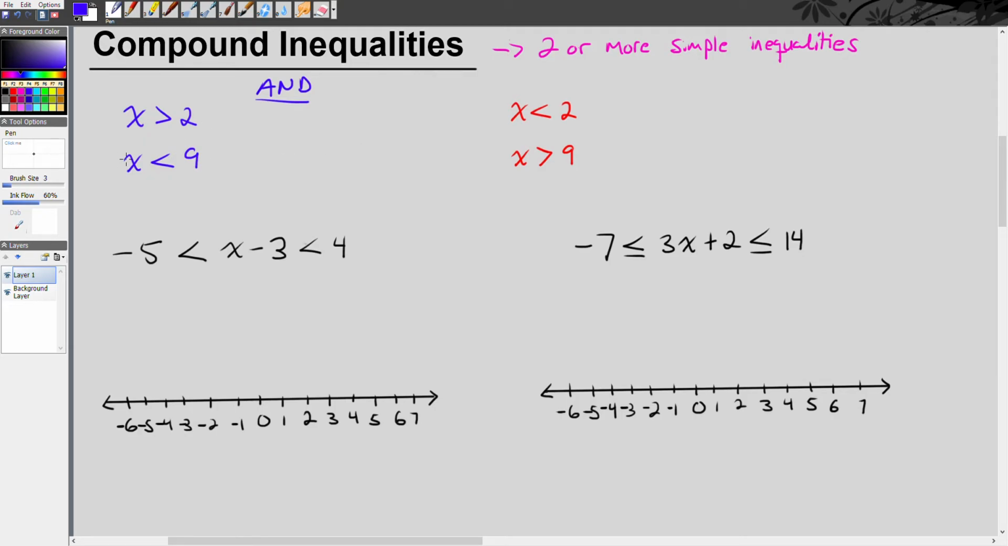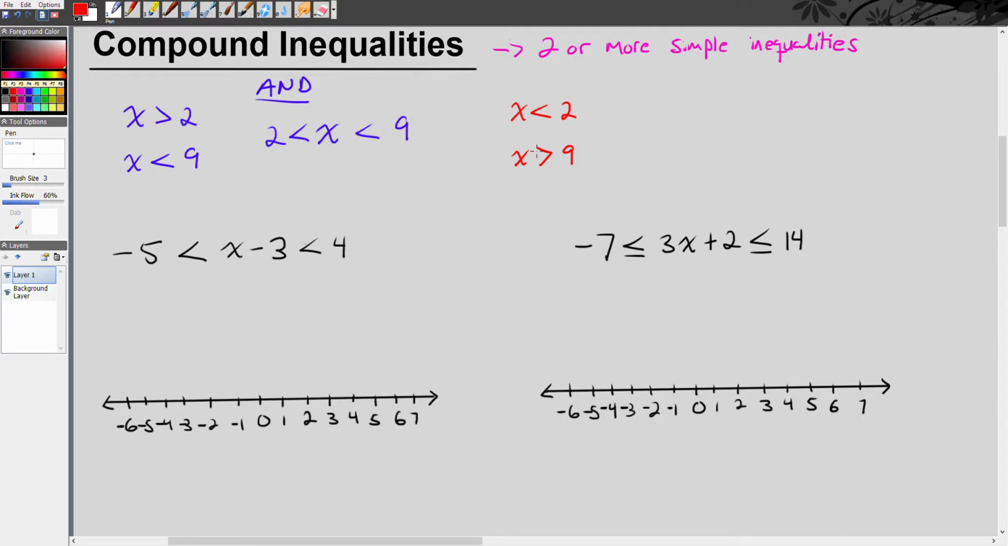In order to combine these two, I could write them together like this. I'm going to put the x in the middle and say x is greater than 2 and less than 9. You read it from the inside out, from the middle. So x is greater than 2 and less than 9. This is called an and situation because x can be both greater than 2 and less than 9 at the same time.